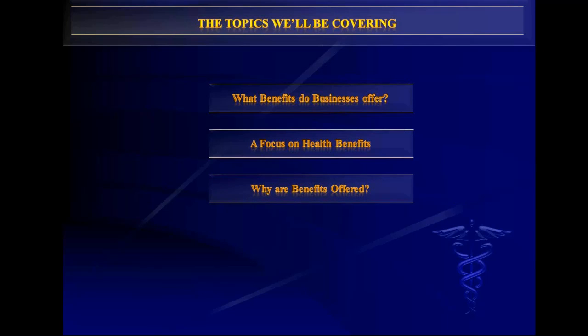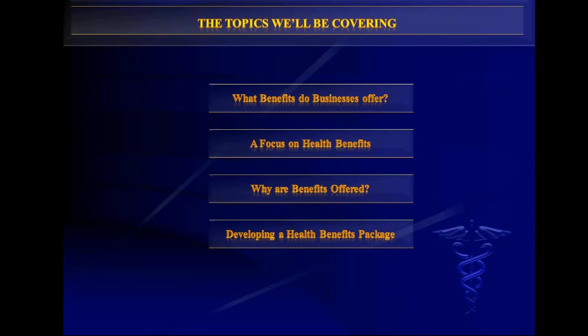Next, we're going to look at why benefits are offered. Here we're going to take a step back. We'll look at the typical goals a business or agency has in mind when offering benefits to employees. This will basically be like a prelude to the next and final topic of developing a health benefits package. The key focus of this topic will be strategies that businesses or agencies use for cost containment. In other words, once we understand the goals that a business has in mind when issuing benefits, we'll take a look at how the issuance of benefits can actually achieve those goals in a cost-efficient way.